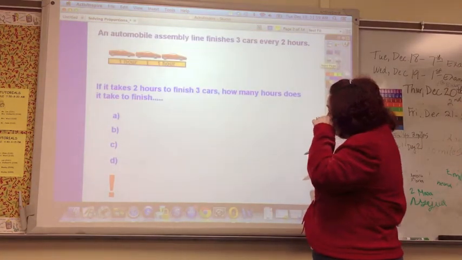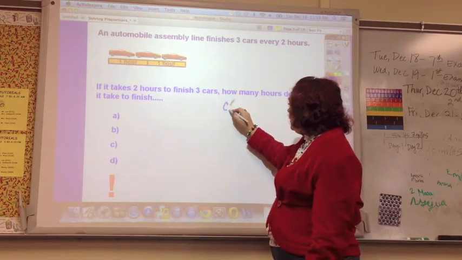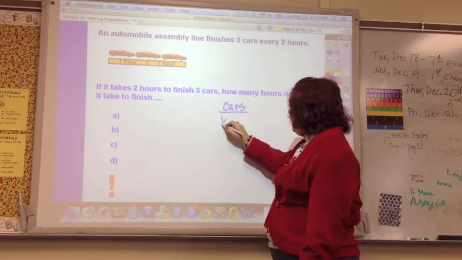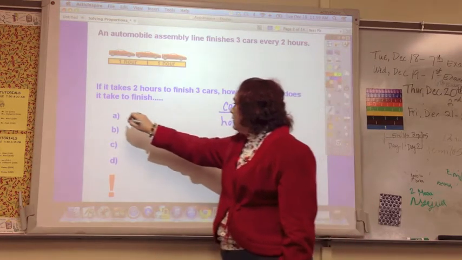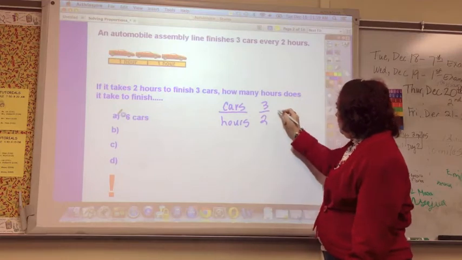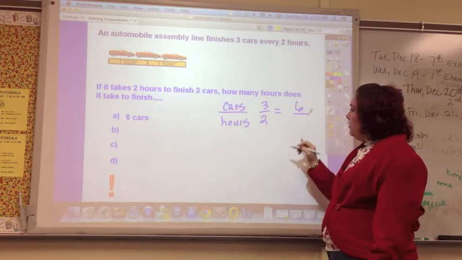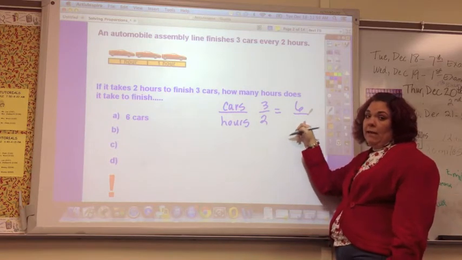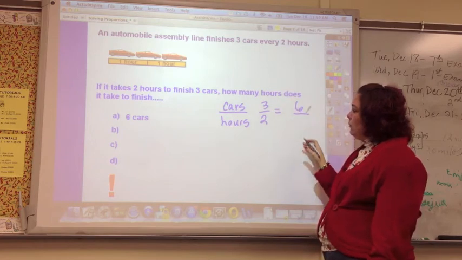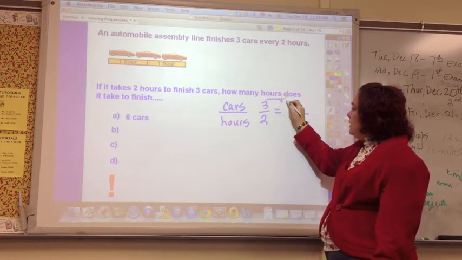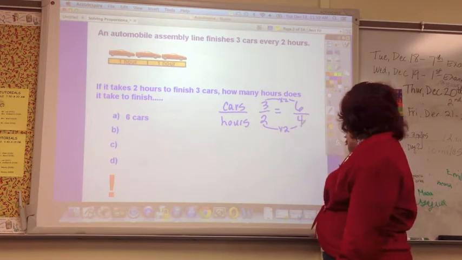So an automobile assembly line finishes 3 cars every 2 hours. So if we've got cars, 2 hours, 3 cars, 2 hours. So, want to know how long it'll take to finish 6 cars. Well, this is what's missing, is how many hours. And to find this out, because we know that this is proportional, if this is times 2, this needs to be times 2. And so that equals 4.